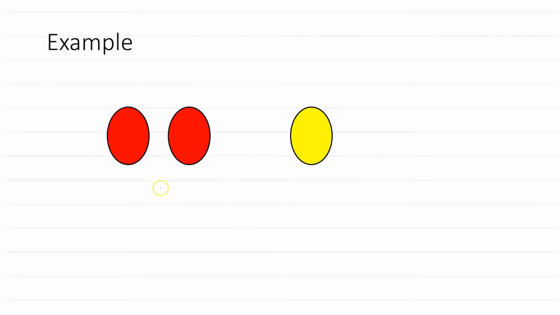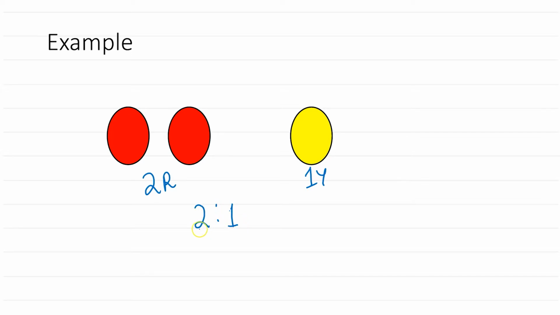Now, for example, if I have here counters, we can see two are red and one is yellow. So if I want to say the relationship between these two colors, I will say 2. For every 2 of the red, there is 1 yellow. So the relationship is 2 to 1.